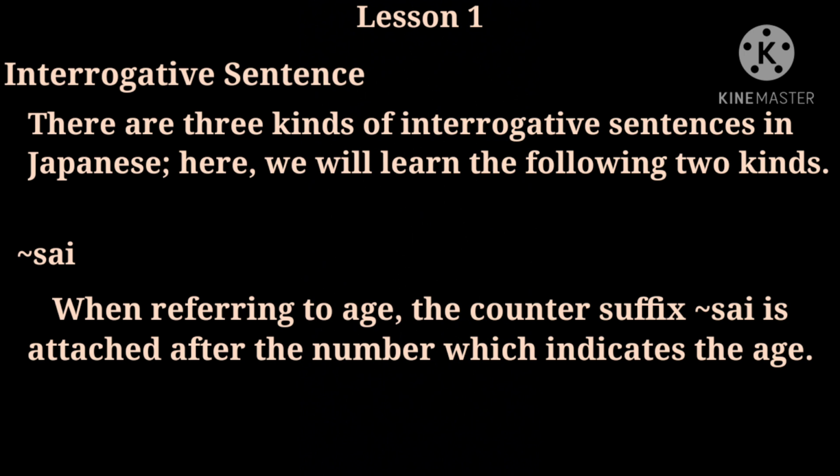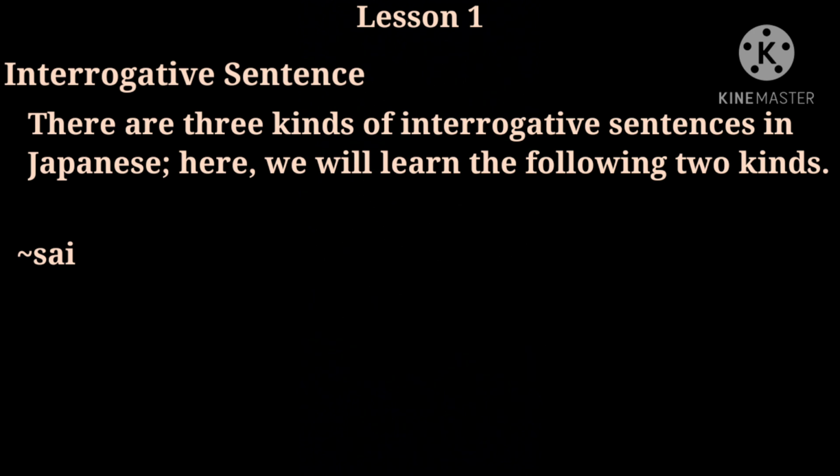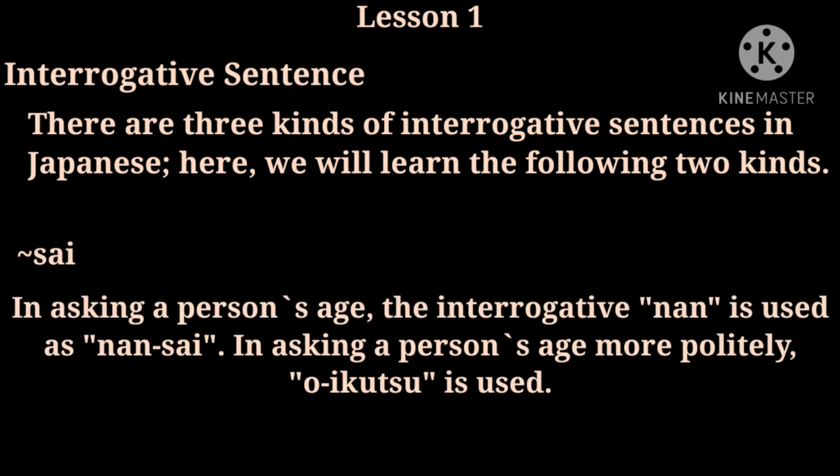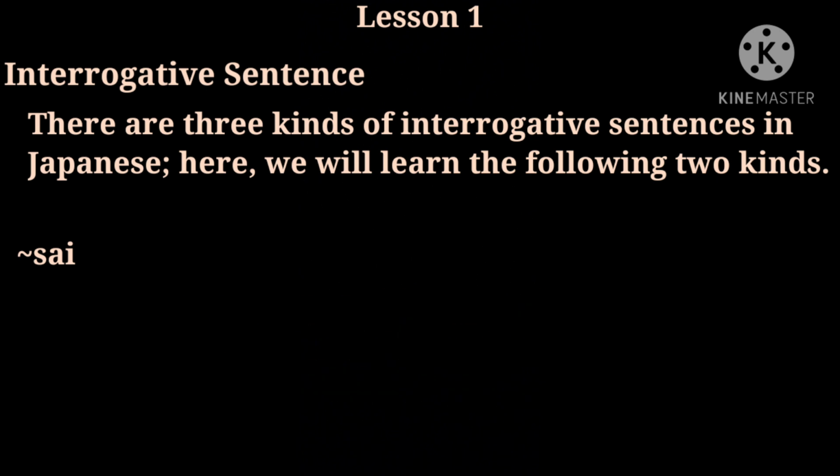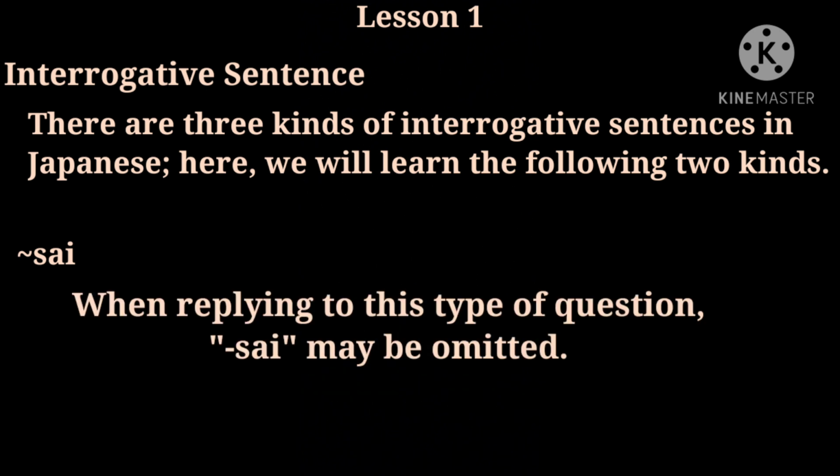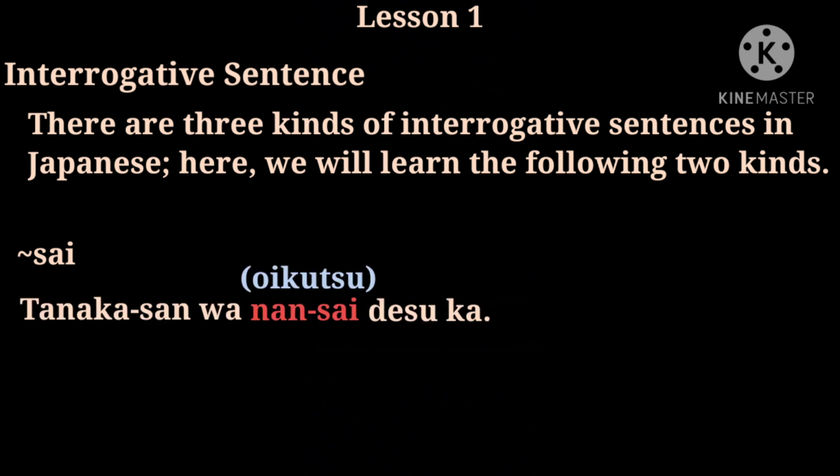Sai. When referring to age, the counter suffix sai is attached after the number which indicates the age. In asking a person's age, the interrogative noun is used as nansai. In asking a person's age more politely, oikutsu is used. When replying to this type of question, sai may be omitted.